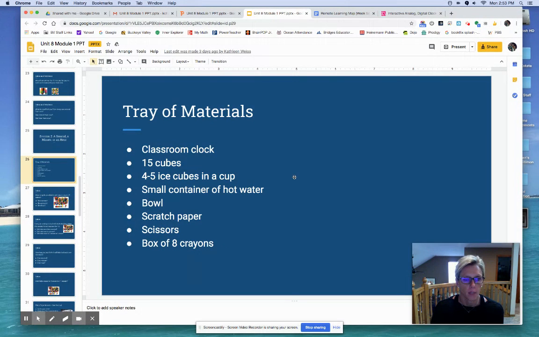Okay, so here it is. So now we have a clock, or you probably have another clock in your house that you can use. You might need some cubes, some ice cubes, hot water. Make sure you ask a parent for help. A bowl, some paper. It doesn't have to be a clean piece of paper. Scissors, and a box of crayons.